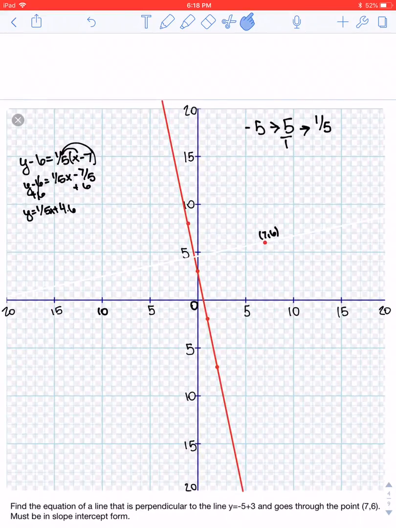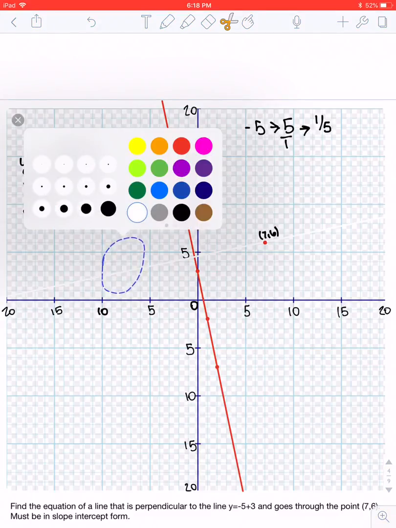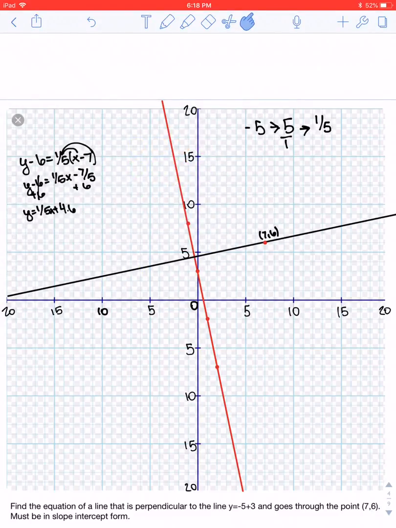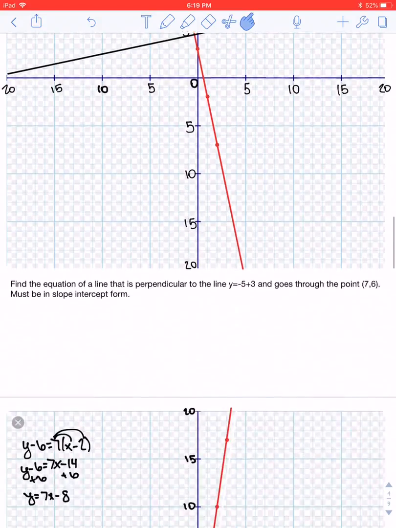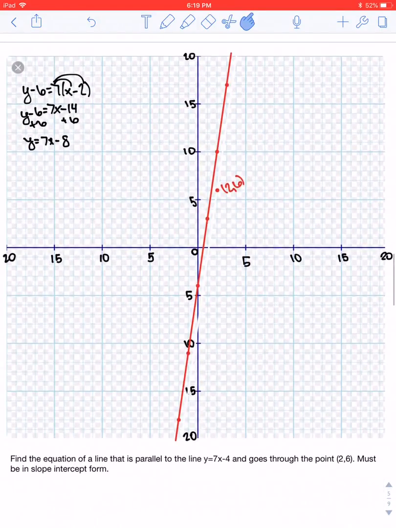So this would be this line, and you can see that it is perpendicular to the original line and goes through the point 7, 6. So here's the next example.